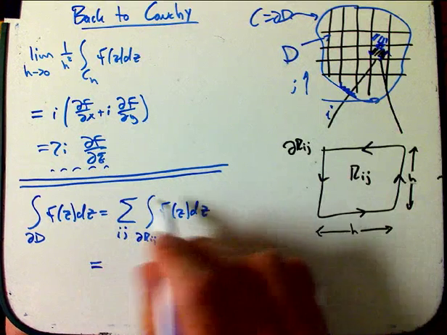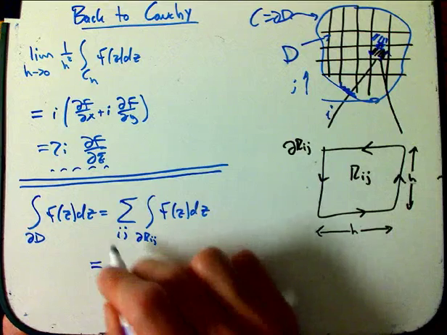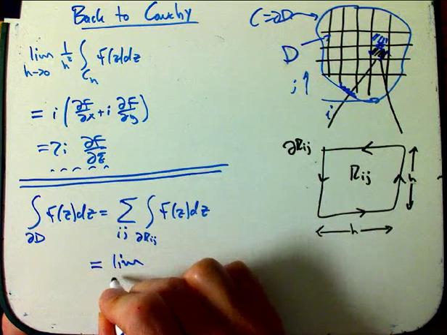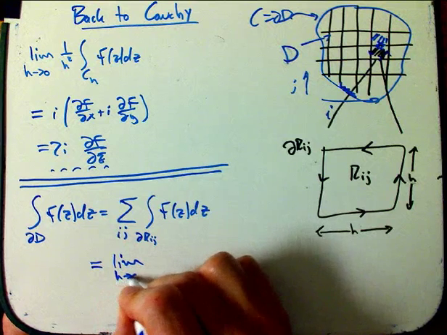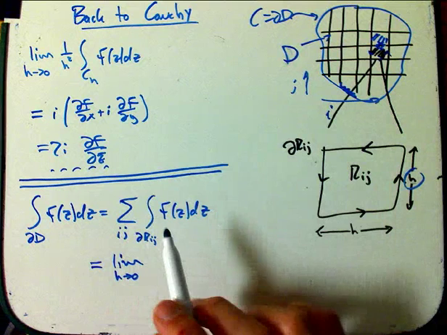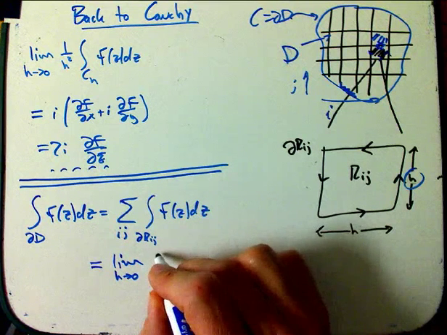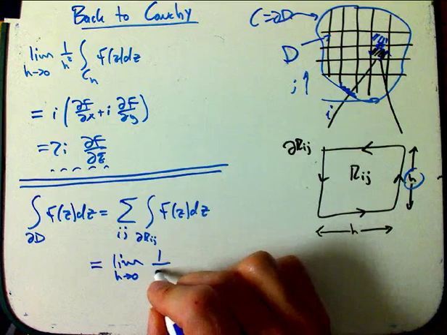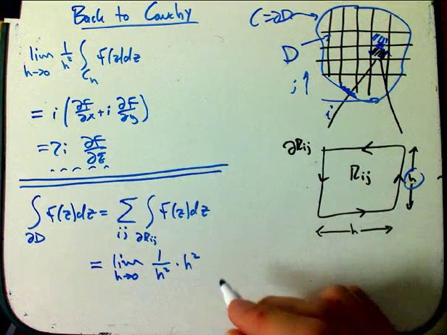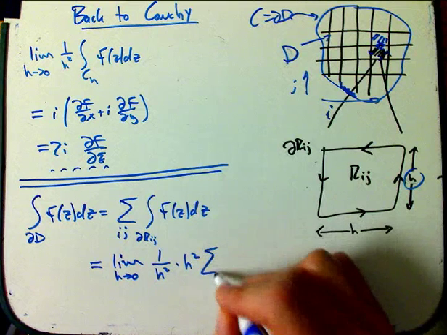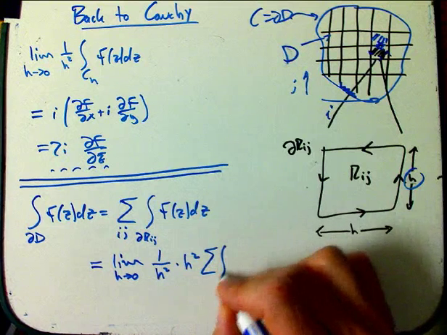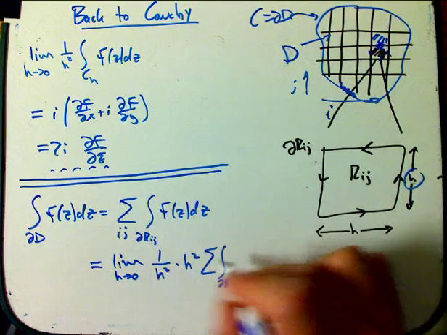Now I'm going to take the limit as these get microscopic. So I'm just going to make these arbitrarily small. This is going to be the limit as h goes to 0. Let's say h is the size of the thing. And then I'm going to put in a factor of 1 over area and area, 1 over h squared times h squared, times the sum. First I'm going to just leave it, and once I get the limit going, I can convert it.